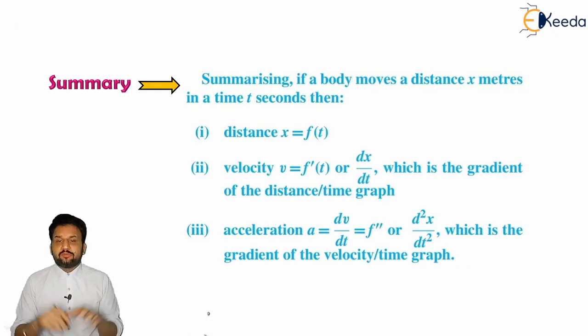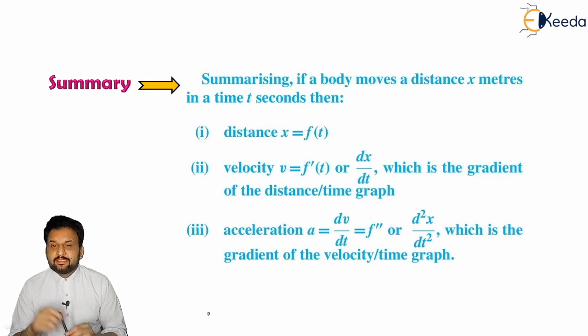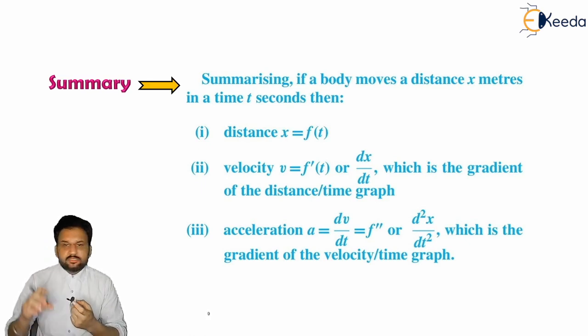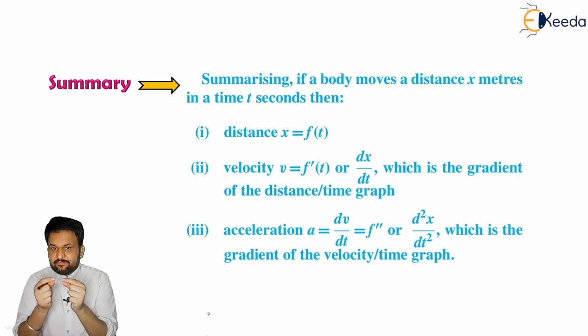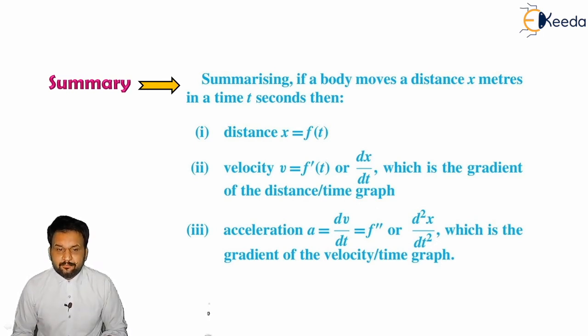Here I am providing you a complete summary of today's lecture. If a body moves a distance x meters in t seconds, the body could be a car or whatever, and there is a displacement, the change in distance x. If you find the change in distance with respect to time t, that is known as velocity, dx by dt. Similarly, acceleration a is equal to dv by dt, which is d2x by dt square, the gradient of the velocity time graph.